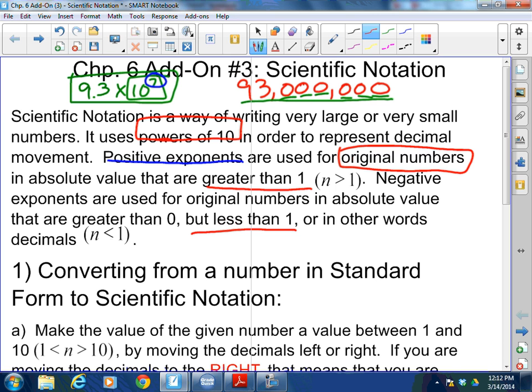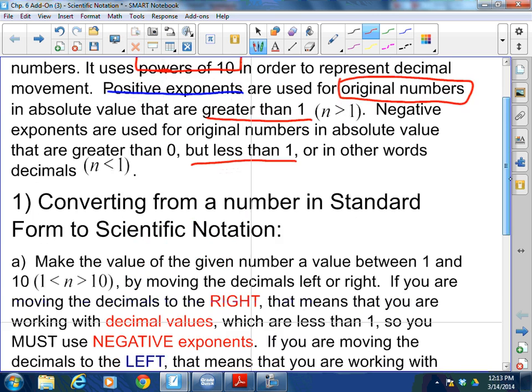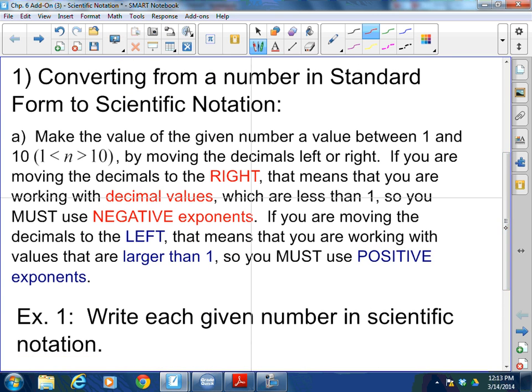Now, let's do it. The best way to learn is by doing it. There are 3 things we're going to learn today. First thing is converting a number in standard form, which is just a regular number, to scientific notation.